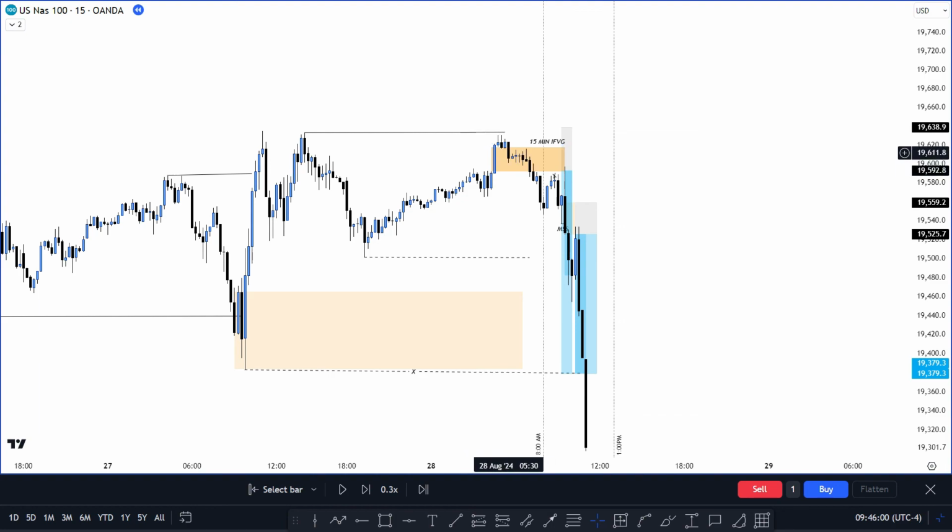These inversion fair value gaps are truly powerful because they have been violated. It's like a breaker, I will say, right? Just like you see a breaker that has been violated and price will come back and reuse that breaker to then push lower. These inversion fair value gaps are the same, I will say. After price violates these fair value gaps, they will turn into inversion fair value gaps where price will reuse them to push back lower.